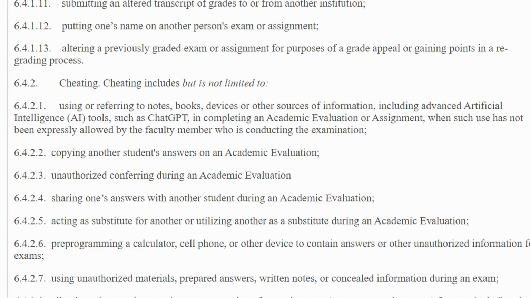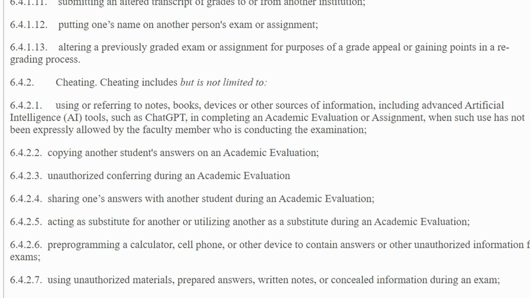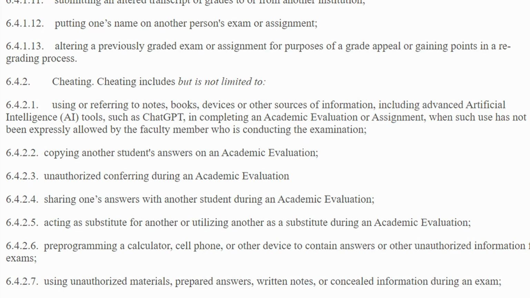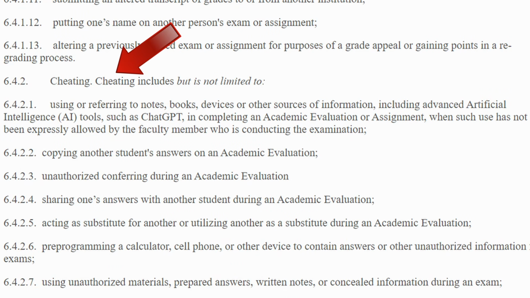Here's an example policy from a university that talks about use of AI within the classroom. And it states, cheating. Cheating includes, but is not limited to, using or referring to notes, books, devices, or other sources of information, including advanced artificial intelligence AI tools, such as ChatGPT, in completing an academic evaluation or assignment, when such use has not been expressly allowed by the faculty member who's conducting the examination.